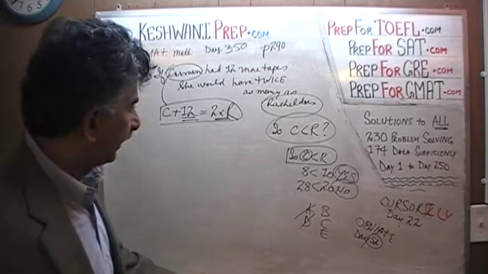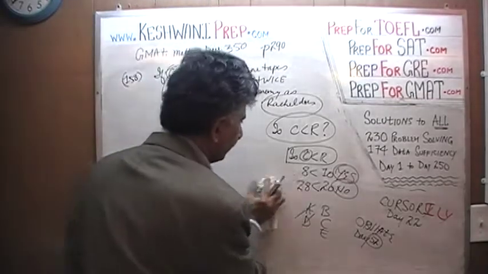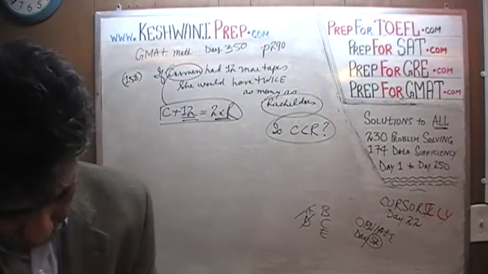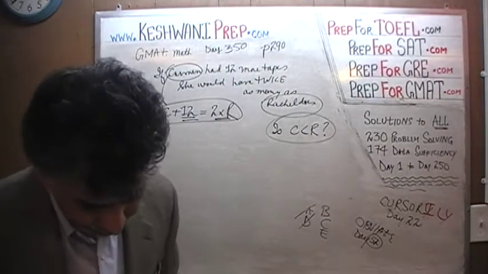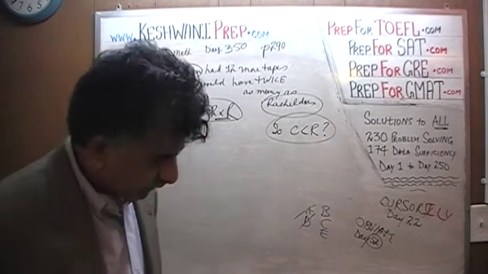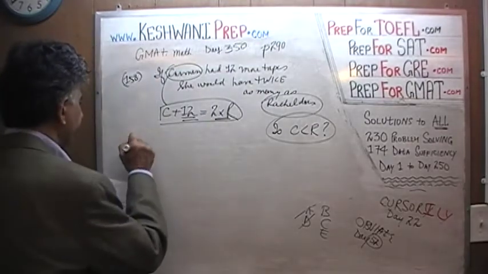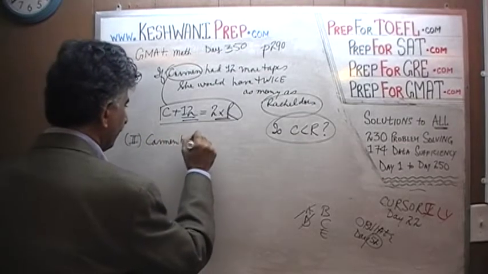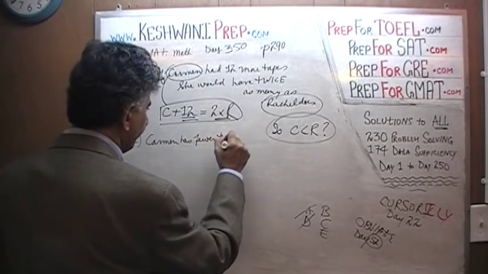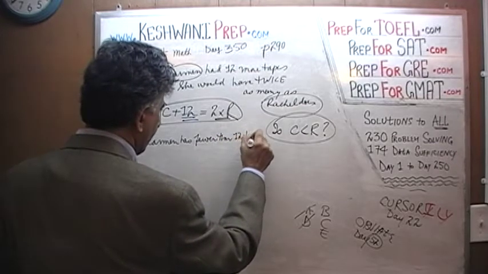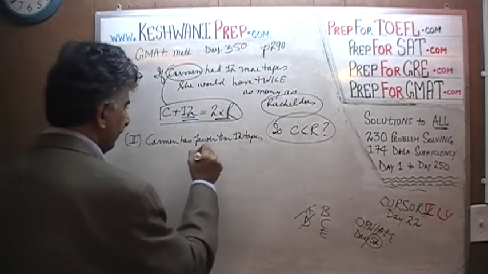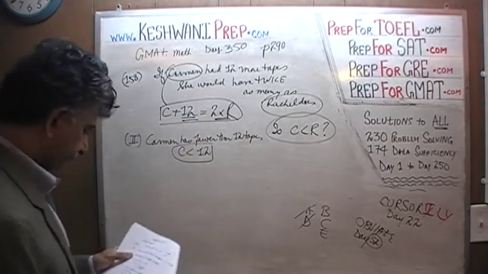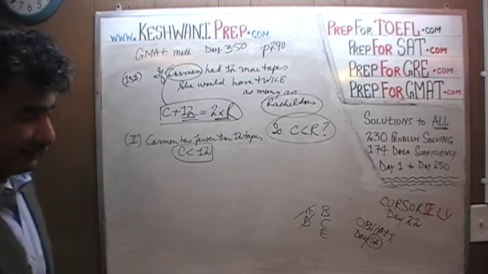In the second statement, they tell us we have to erase all of this. They go on to tell us that carbon has fewer than 12 tapes. In other words, C is less than 12. C, we are told, is less than 12.